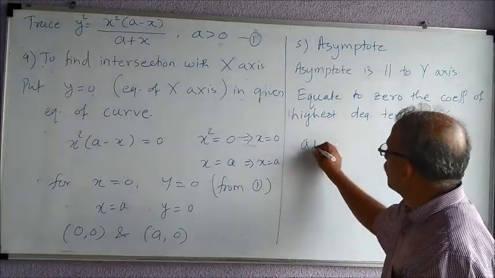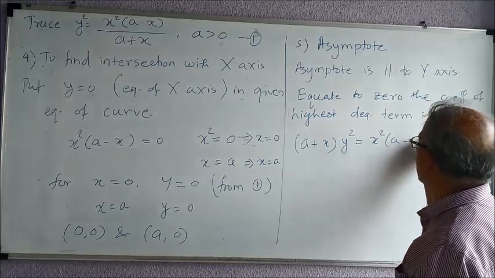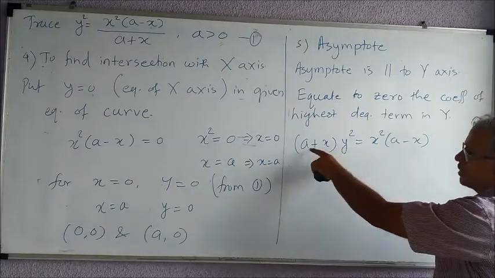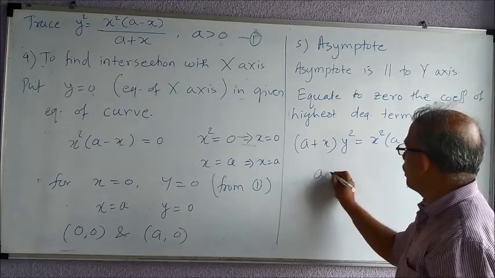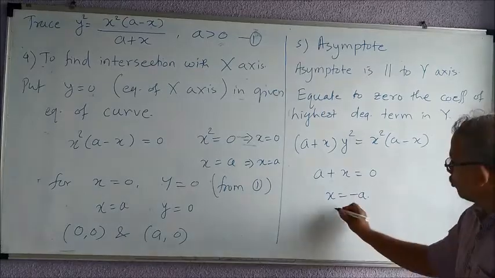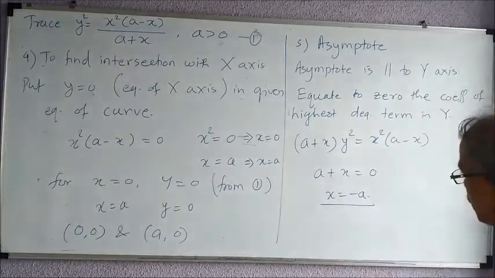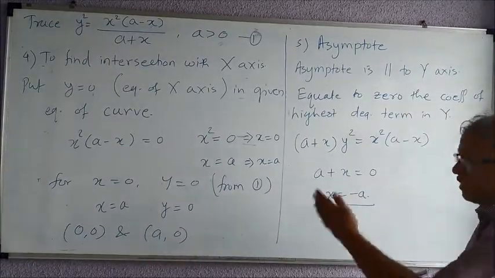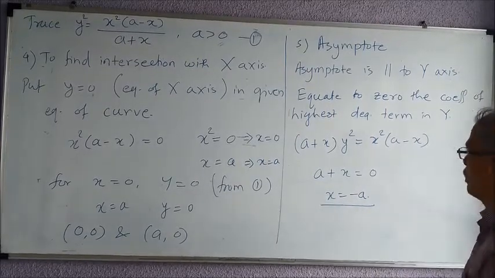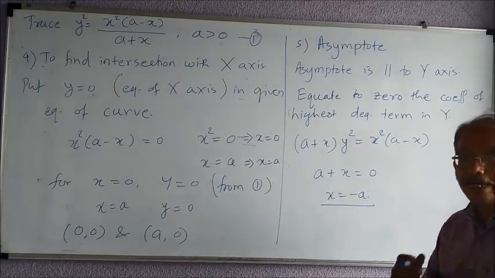Now look at the equation. We can write the equation as a plus x times y square is equal to x square into a minus x. So the coefficient of the highest degree term in y is a plus x. If we equate it to 0, a plus x equal to 0, so x equal to minus a. This is a line parallel to the y-axis, cutting the x-axis at minus a, and it is the asymptote. So beyond this line, there will be no part of the curve. Fine? So this itself gives me somewhat of an idea of the curve.